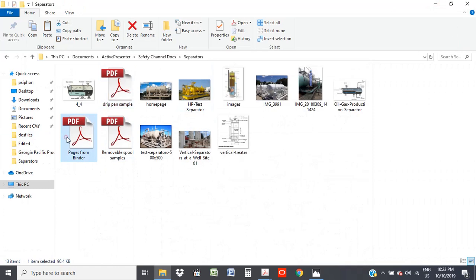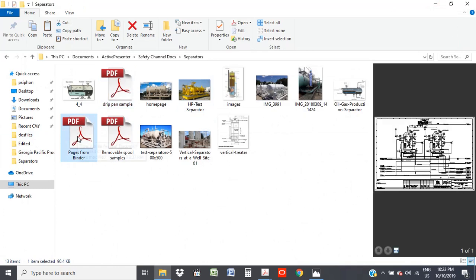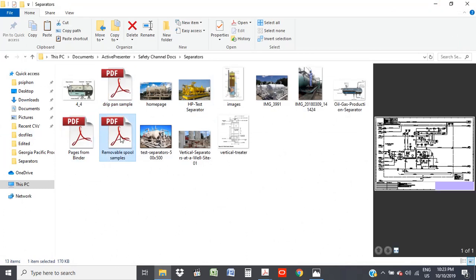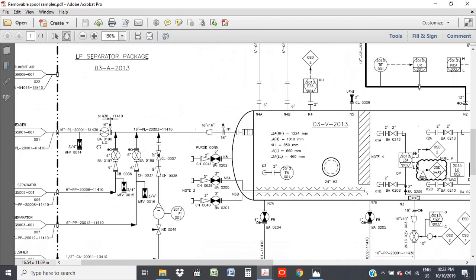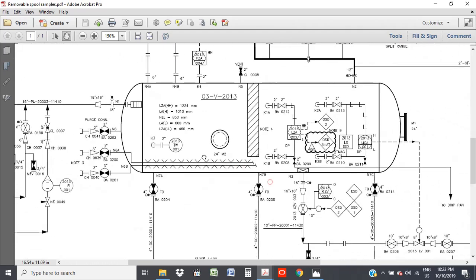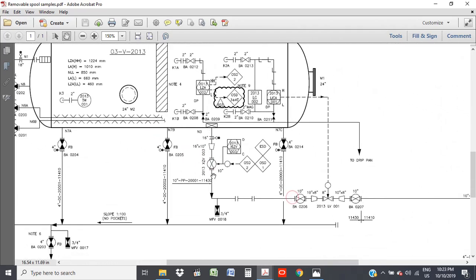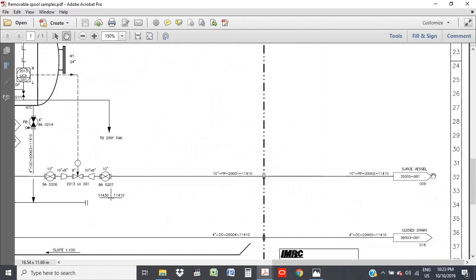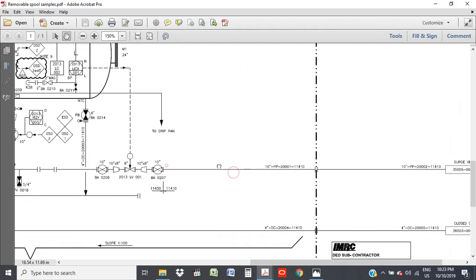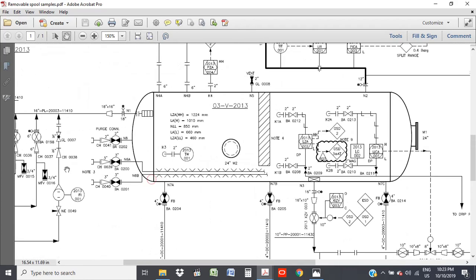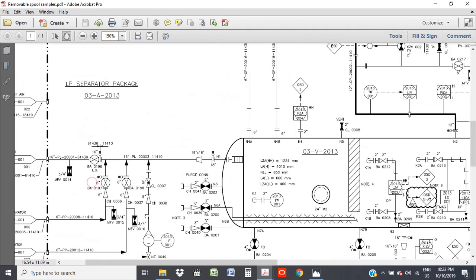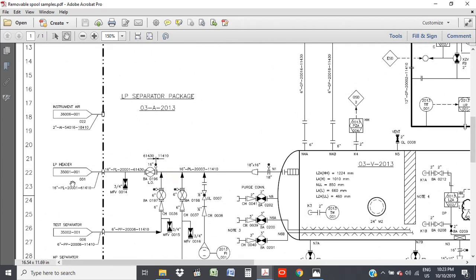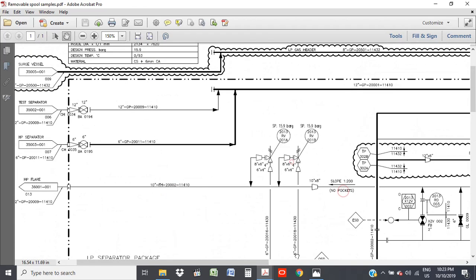Also, let me look at another drawing here for you. This is also the same. This would take the oil out and send it to the surge vessel. It could send it to pumps. It could send it to another vessel further down the line. Remember, it's a pressurized system. And then the mixture comes. Okay, this is an LP separator.